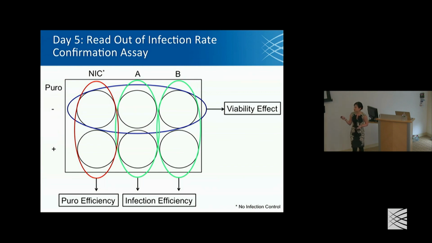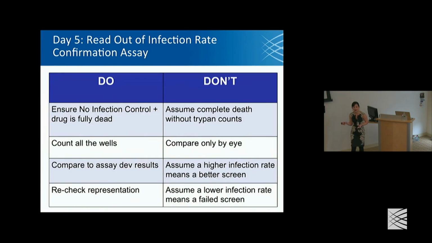When you're doing this readout of the plate, there are some important things to take into account. You want to make sure your no infection control wells are fully dead at this point, and you can't really assume that by just looking at them. The only way to really make sure that you have them all fully dead is to do a trypan count. Especially if you're working with semi-adherent or suspension cell lines, you have to be doing trypan counts. They might look dead on the scope, but there's no real way to figure that out unless you actually do these trypan counts. So please make sure you do them.